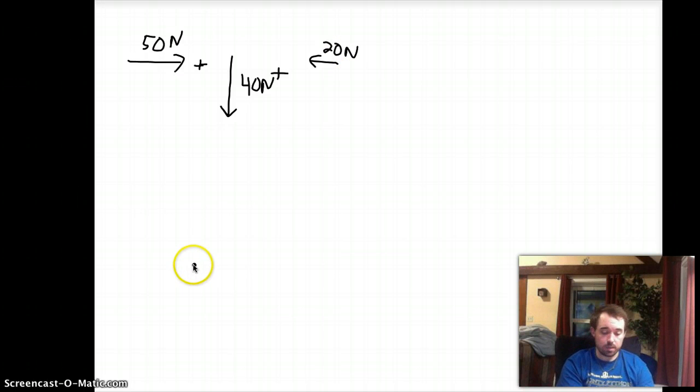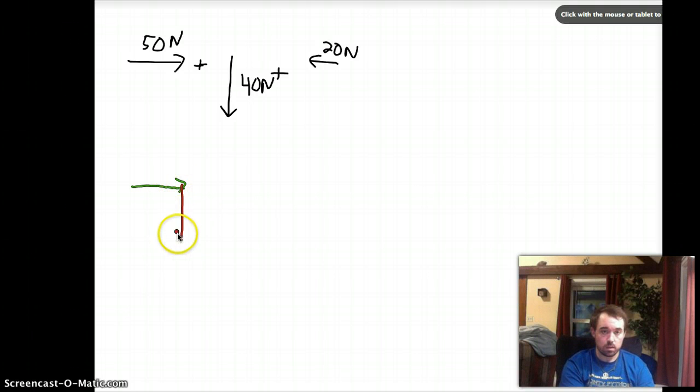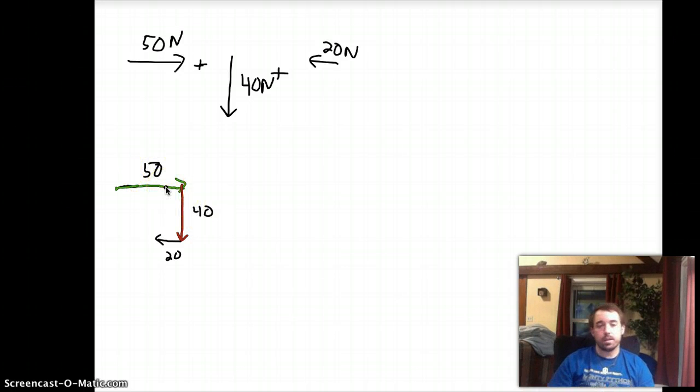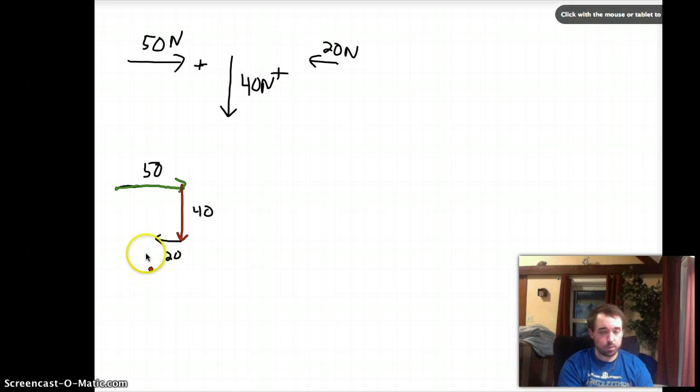So same idea. We once again want to start tip to tail. So 50, down 40, trying to get these about the right length here, and then 20. Something like that. We got a little bit of an issue. Well, not really. So what do we do here? This doesn't make a triangle. It still works the same.